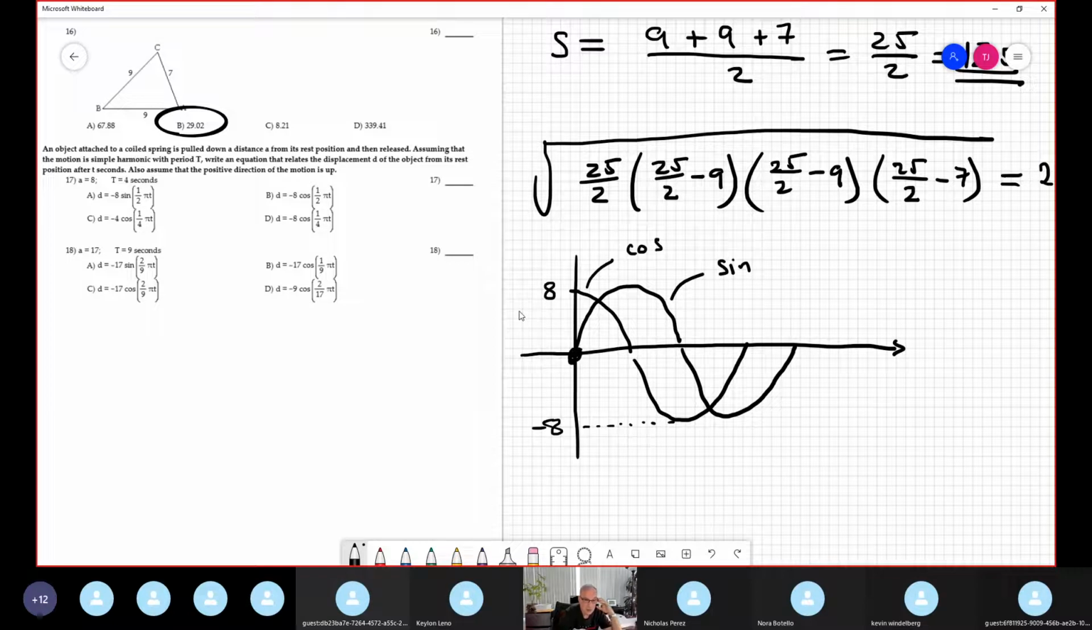No, you stretch the spring and release. But the keyword is down. Pull it down. If it's down, it's negative. It's negative cosine. Now, what is the problem? The problem is that the period is given.